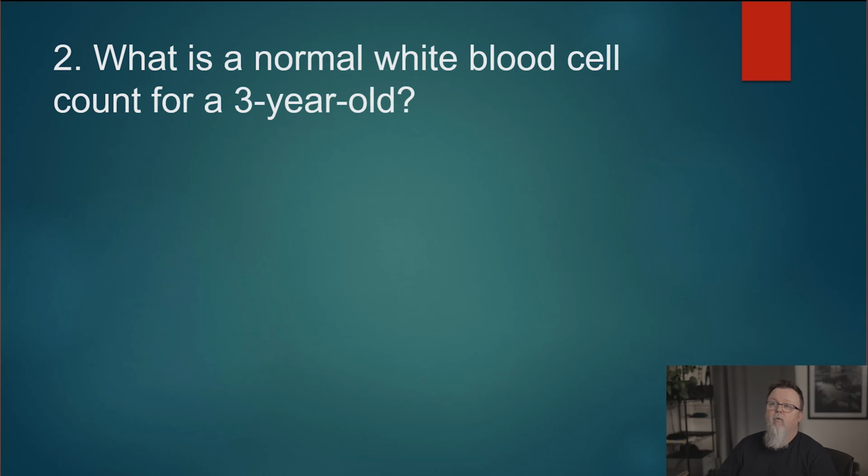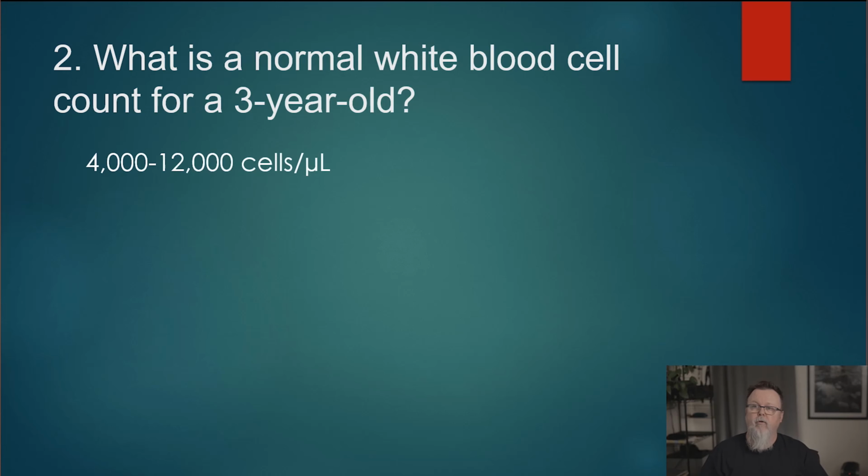So what is a normal white blood cell count for a 3-year-old? That would be around 4,000 to 12,000 cells per microliter.